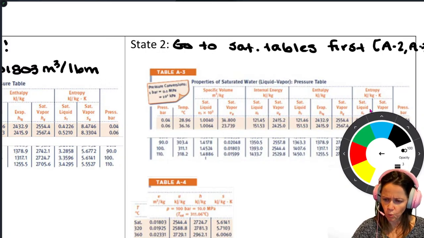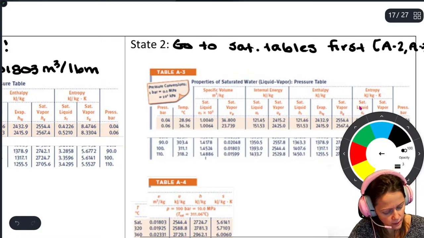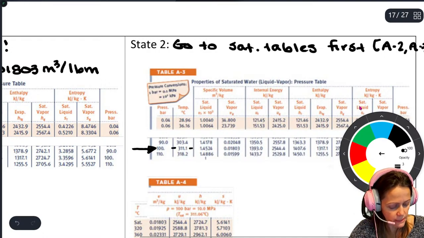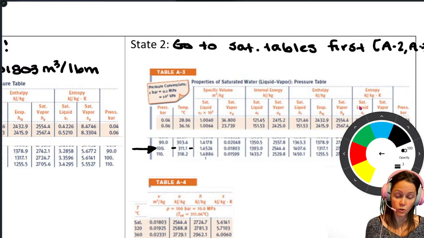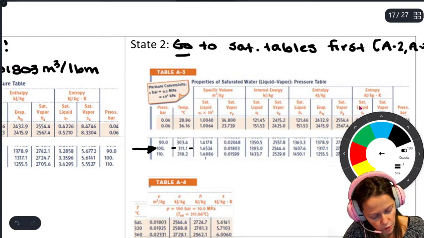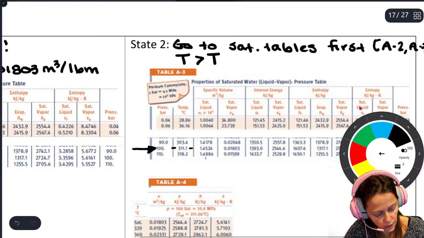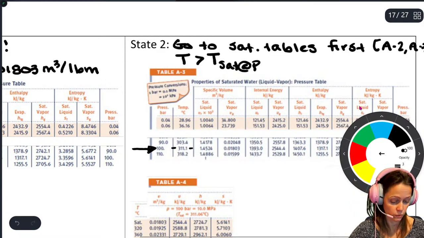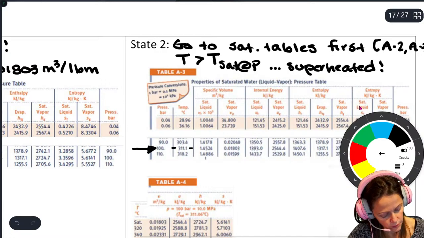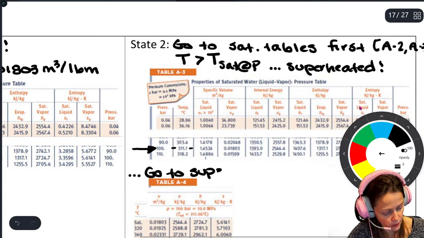So I'm going to use the data there. We're at 100 bar and 360 degrees Celsius. And so you can see at 100 bar, if it were going to be saturated, your temperature would have to be at 311.1 degrees Celsius. And that's not what we're at. So our temperature, 360 degrees, is greater than the saturation temperature at our pressure of 100 bar. So it's superheated. So we need to go to the superheated tables.